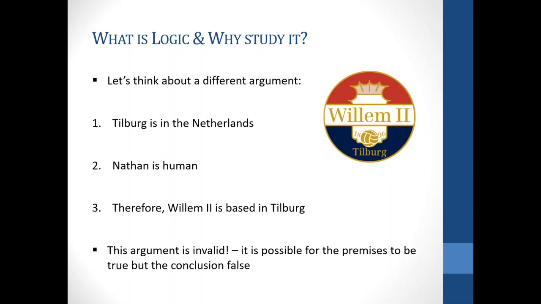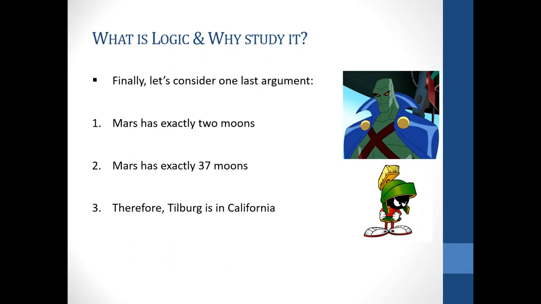Okay. Everybody feeling okay so far with it? You got it? Get kind of grips? Kind of grips? One more. This is a highlight for me every year. One last argument. Premise 1. Mars has exactly 2 moons, Deimos and Phobos. Premise 2. Mars has exactly 37 moons. Conclusion. Tilburg is in California. Valid? Invalid.